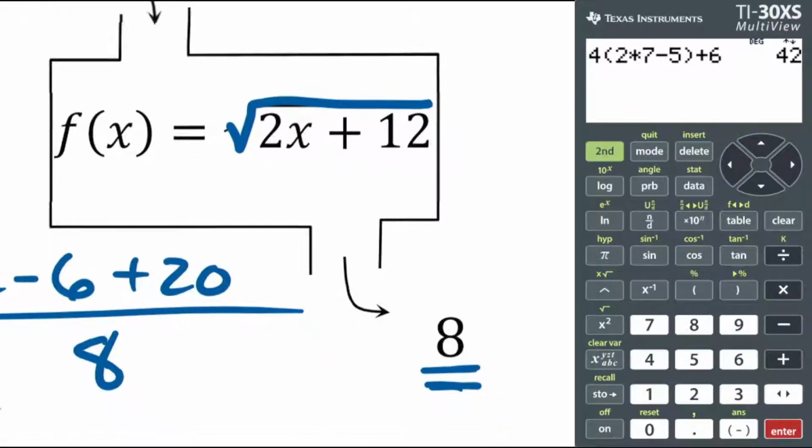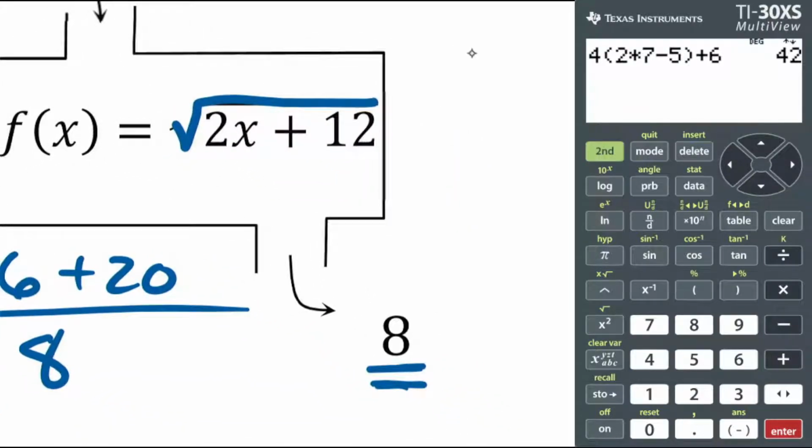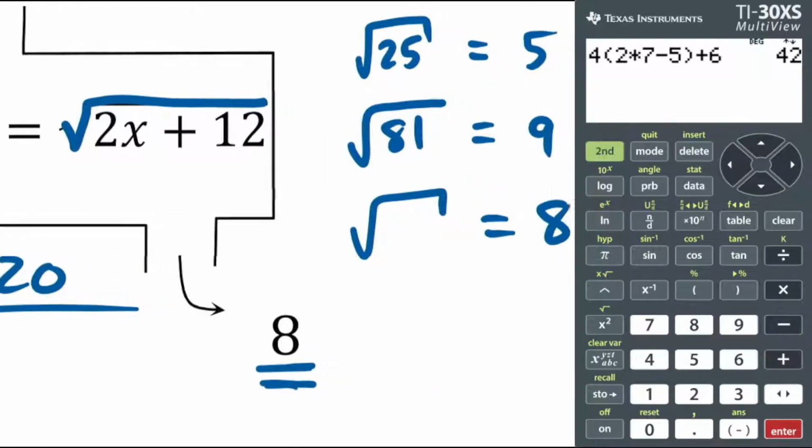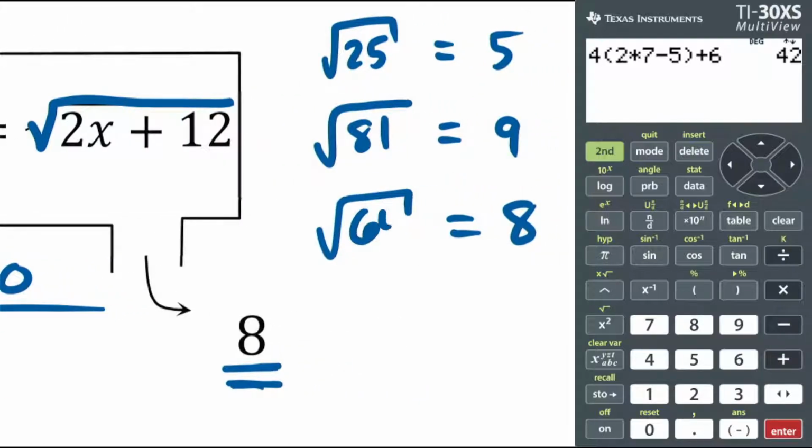Well, I could ask you a series of questions saying, hey, what do you take the square root of if you want to get an answer of 5? What do you take the square root of if you want to get an answer of 9? Well, the square root of 25 would give me 5. The square root of 81 would give me 9. What do I take the square root of if I want to get an answer of 8? Well, that would be 64, right? The square root of 64 is 8. 8 times 8 is 64.